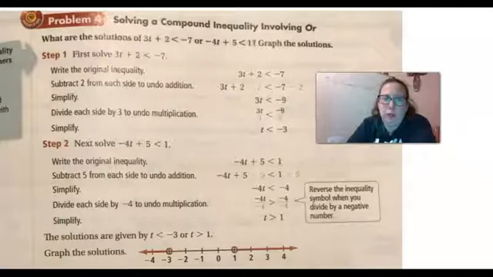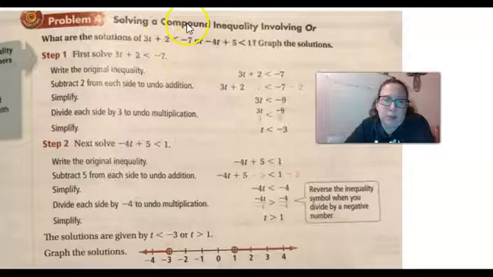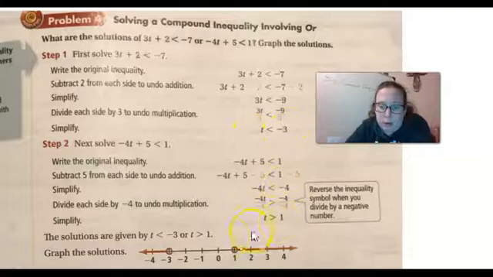Problems 1, 2, and 3 all were regarding our AND situations. Problem 4 brings in the OR. So in this case, we have 2 separate inequalities, and they will just stay separate. We have 3t plus 2 is less than -7, or -4t plus 5 is less than 1. So in this case, you essentially have 2 separate inequalities that you're going to graph, and then you're going to take your answers for those 2 inequalities and just put them together with OR in between.